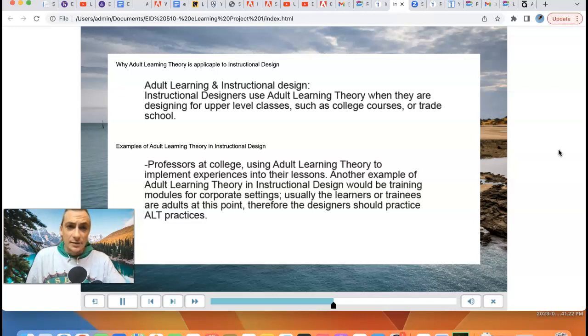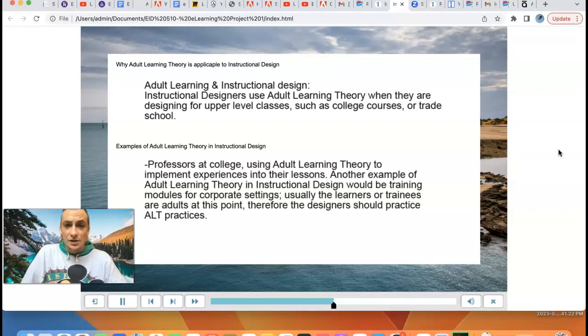Why adult learning theory is applicable to instructional design, and some examples of adult learning theory and instructional design. So, instructional designers use adult learning theory when they are designing for upper level classes, such as college courses or trade school.